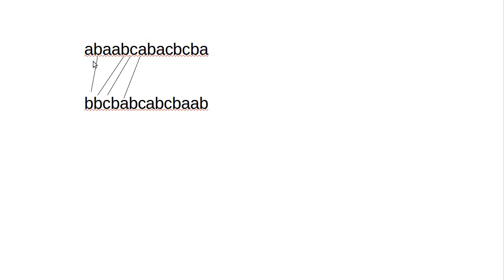So the sequence of characters B, B, C, A, B, B, C, A appears in both of them in order, but there are other things inserted in between in both of these. And we want to know what the longest such sequence is for these two strings.